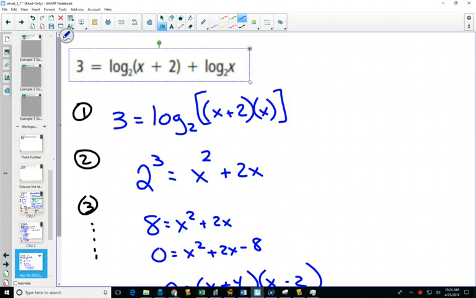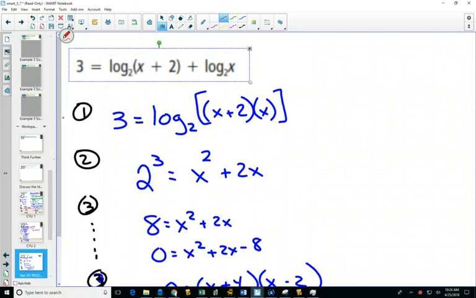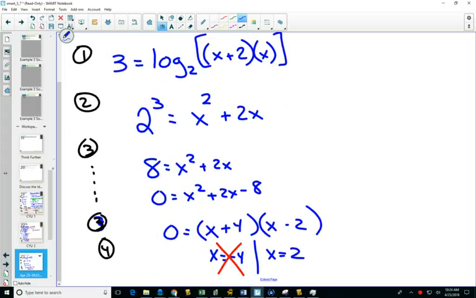Okay? Plug in -4. What do we find? Step 4, we find when we plug in -4, that's bad. You would take the log of a negative number. Plug in 2. That's a positive number. 2 is good.